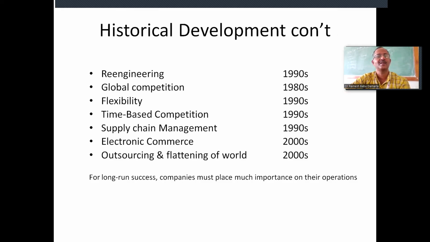Then from 1980 to 90, global competition, global markets opened. So wherever surplus is there, people in other countries are able to export and sell. Wherever low-cost country sourcing is available, people started purchasing raw materials from low-cost countries. Flexibility, time-based competition, supply chain management developments, a lot of concepts developed. And e-commerce came into picture after the 2000s. Then outsourcing, focusing on core activities, became a priority for companies, giving outsourcing for the non-core items in the company.